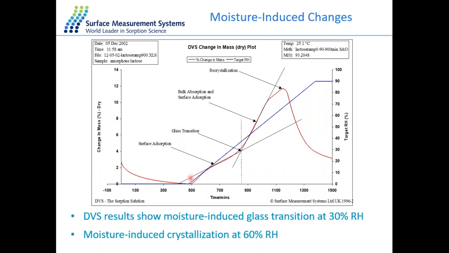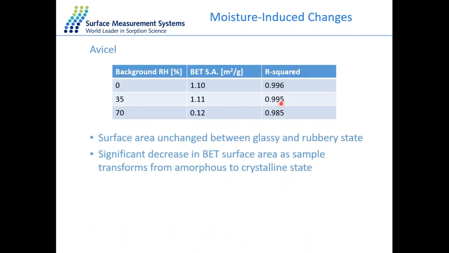Here are DVS results on some spray-dried lactose, just showing that as we expose this sample to higher relative humidities, it will go through a phase change. It goes through a moisture-induced glass transition around 30% RH, then a moisture-induced crystallization around 60% RH. So we can see here that if we expose this sample to humidities, it'll go through several different phase changes.